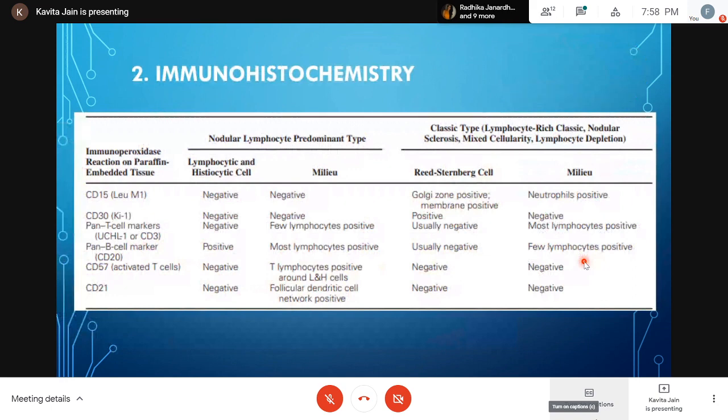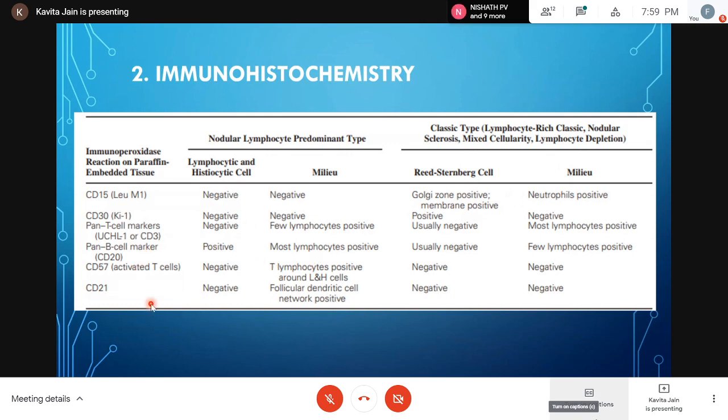Now coming on to the immunohistochemistry. The second diagnostic tool after the morphology is the immunohistochemistry. We should all be aware that the first panel we put is CD15, CD30, CD3, CD20. Generally we put these markers along with PAX5. Very characteristically, the LP cells of NLPHL would be negative for CD15 and CD30, and they would be positive for CD20 most of the times.